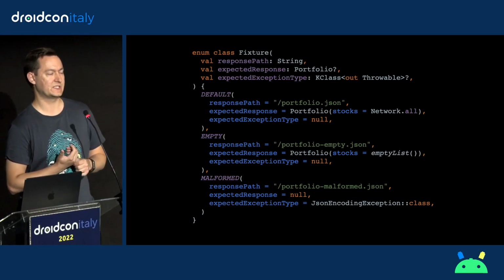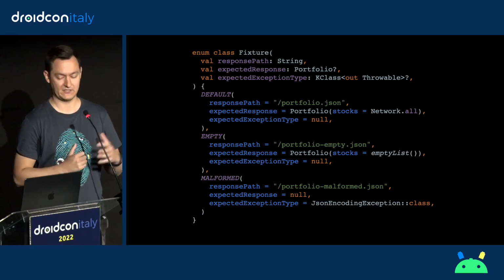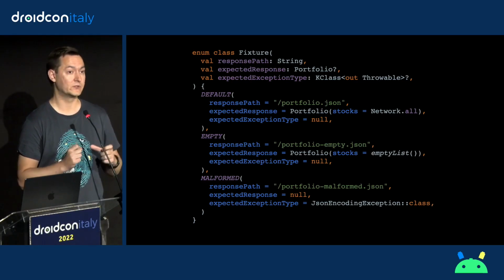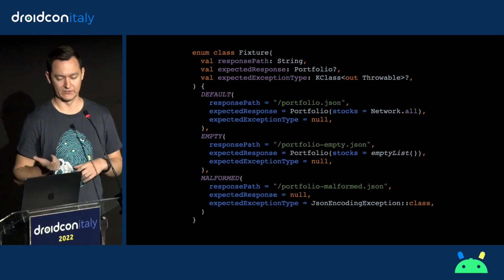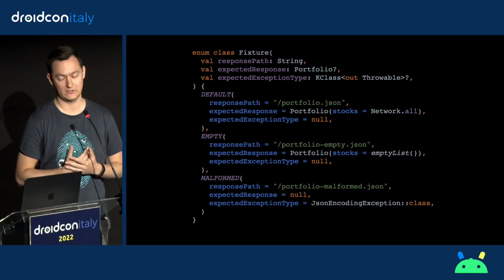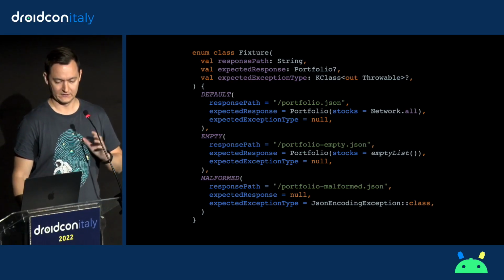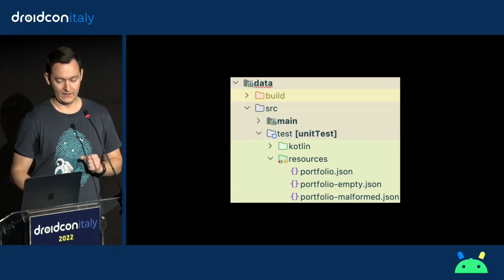So I have 3 different fixtures here for different types of responses. We have a default response with some data, we have an empty one, and we have a malformed response. And for the first 2, we are defining the type of portfolio that we want to see. And for the third one, we just want to see that there was an exception thrown. That's how we describe our fixture.